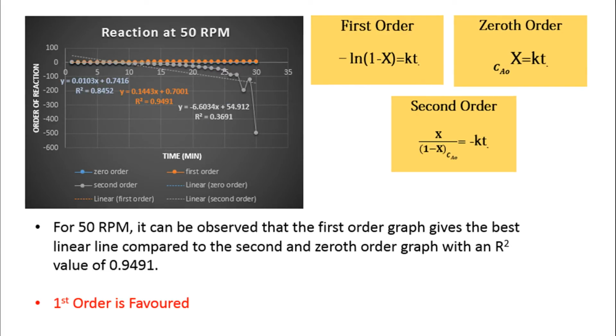For 50 rpm, it can be observed that the first order graph gives the best linear line compared to the zero and second order graph, with an R-square value of 0.9491. Therefore, this reaction favors a first order reaction.